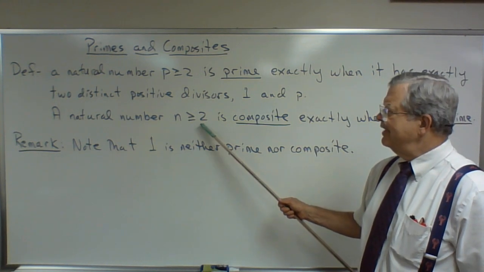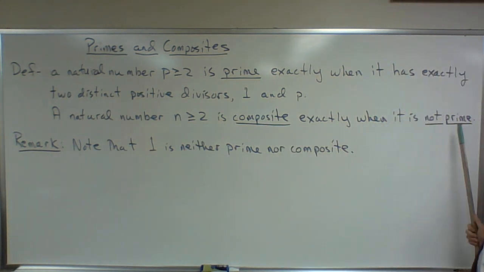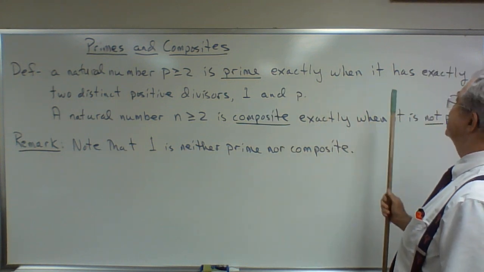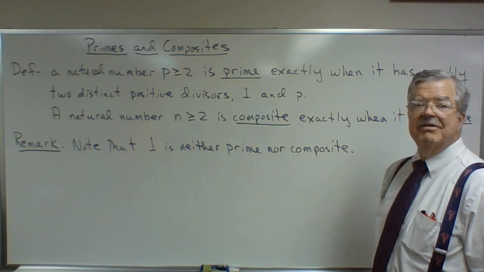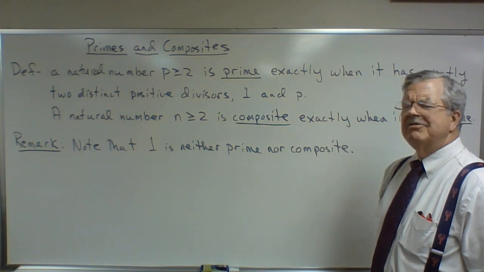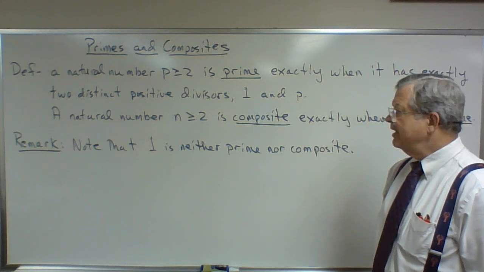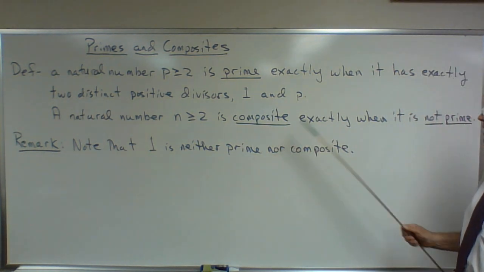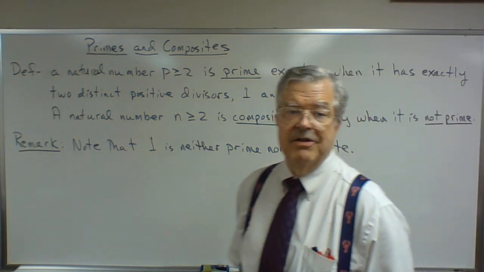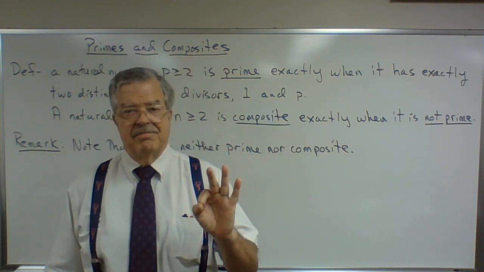So what's another way of saying this? If a natural number greater than or equal to 2 is not prime, then we can't say it has exactly two distinct positive divisors, which means it has to have at least 3 positive divisors. So a natural number is composite exactly when it is not prime, and that means that a composite number has to have at least 3 distinct positive divisors.